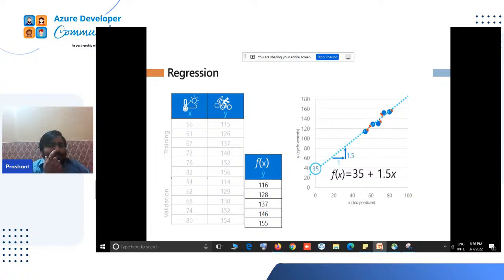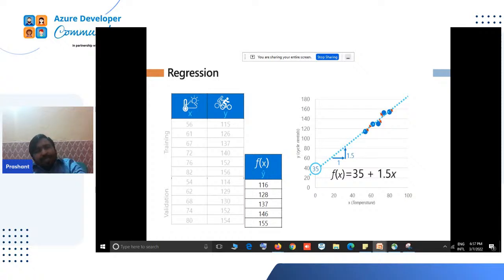Also here, as we can see, in supervised learning we have two kinds of options: one is regression and the other is classification. In regression, we typically predict some value. For example, in this slide, we are talking about how the rentals of the bike will be affected by the temperature. When the temperature is 56, the rental is somewhere around 115. Let's say temperatures are on the Fahrenheit scale. When it is 61, it is 126.